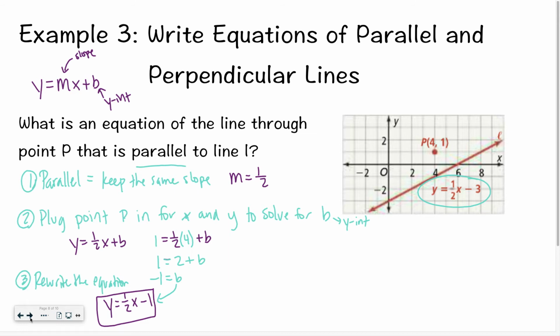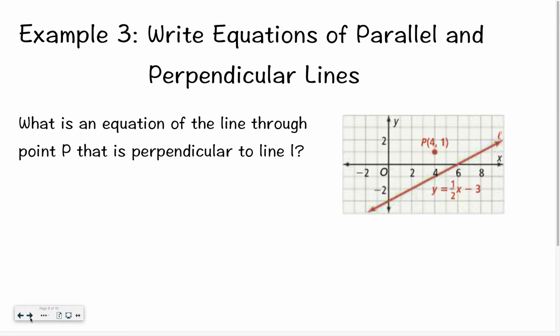Let's do that same exact thing but this time doing a perpendicular slope. So, step 1, find the perpendicular slope. So if we had a positive 1/2 slope, our opposite would be, instead of positive, it's going to be negative. Instead of 1/2, it's going to be 2/1, or just 2. So our slope is just -2.